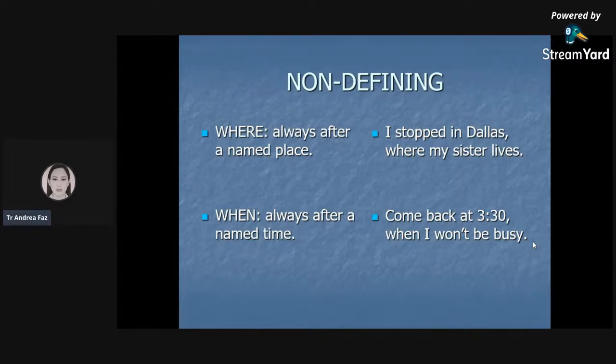Then we have when, the relative pronoun when, that we always use after a named time. For example, 3:30 p.m. will be a named time. Come back at 3:30 p.m., comma, when I won't be busy. So after 3:30, the person won't be busy, and it is a consequence of that. So that's why we are adding again a comma.